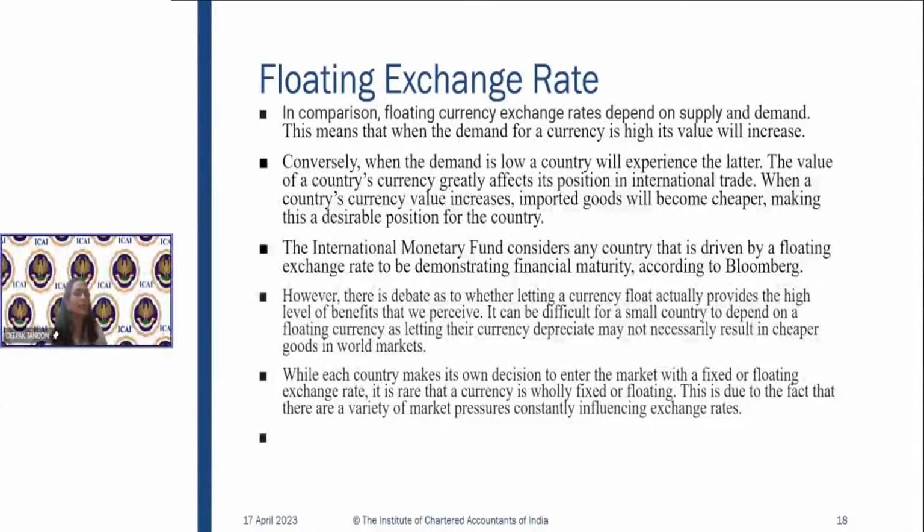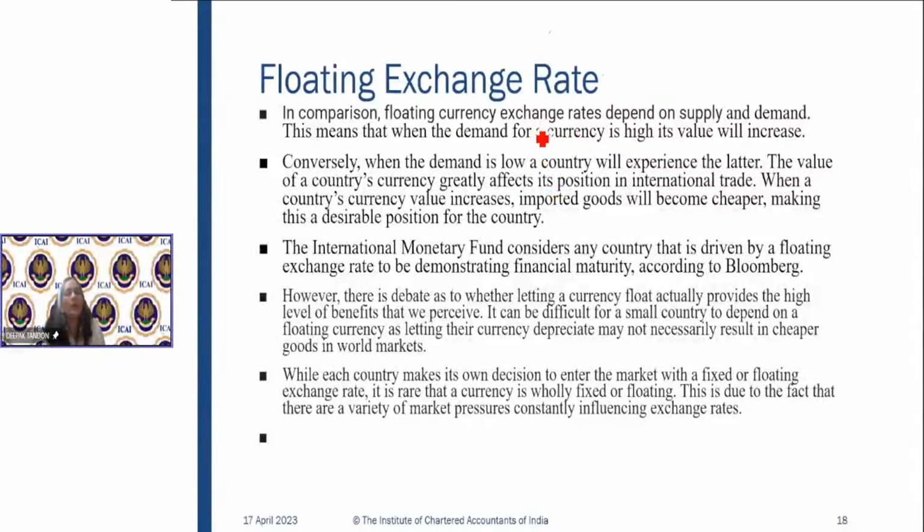So floating exchange rate, we have shared fixed exchange rate. I hope आप सबको समझ में आ गया है. Fixed exchange rate is a pegged rate, and what are the limitations of the fixed exchange rate? Okay, then floating exchange rate. Floating exchange rate we have shared. India का case, classic case is floating exchange rate.